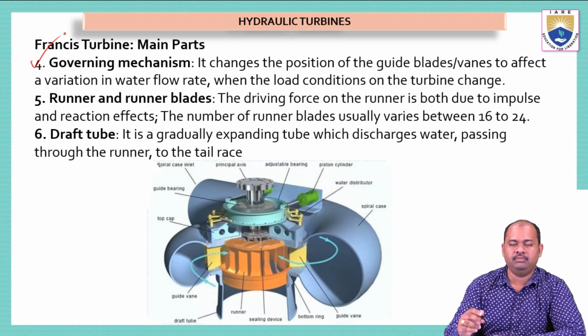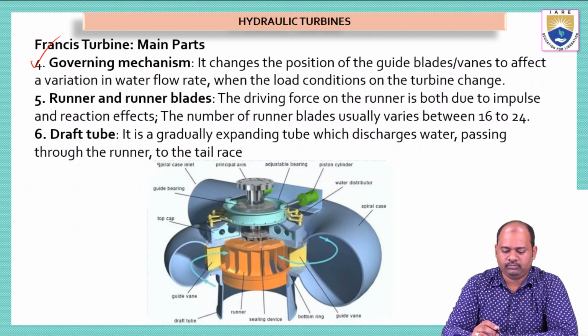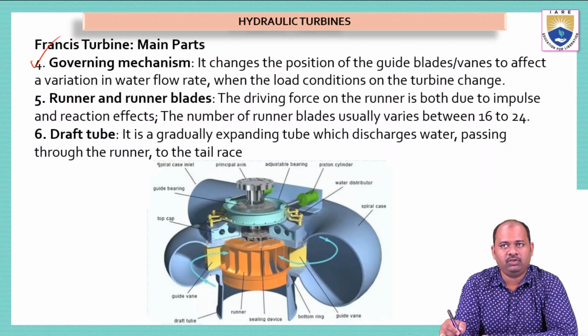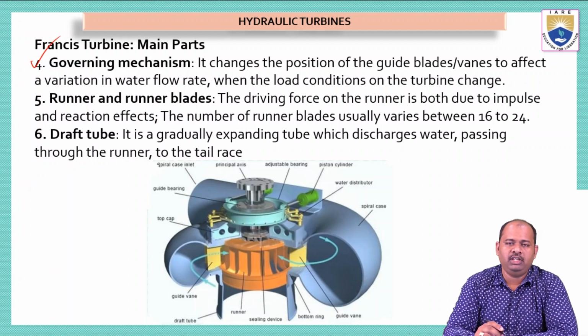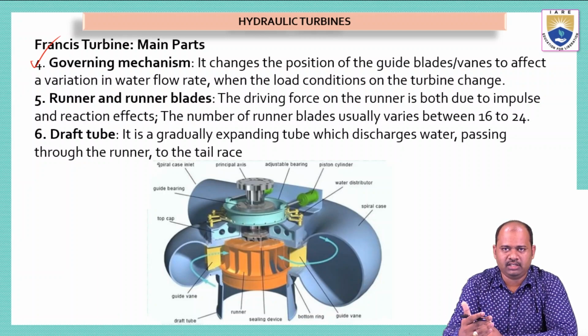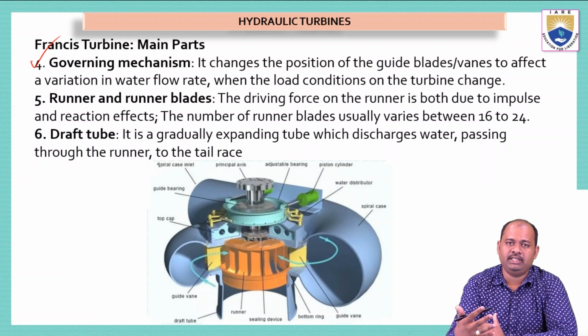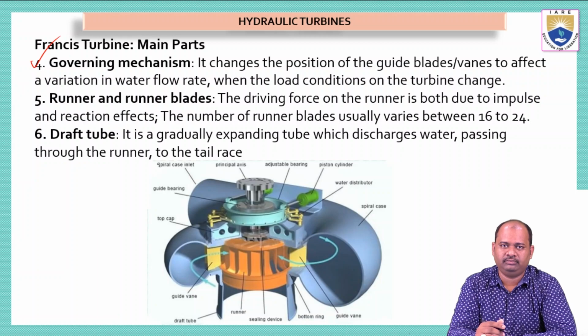We have the governing mechanism. The governing mechanism changes the position of the guide blades or vanes to affect a variation in water flow rate when the load conditions on the turbine change. So the governing mechanism is a separate device which is attached to the penstock and the spiral casing. The governing mechanism will control the flow of water that is entering into the turbine runner.